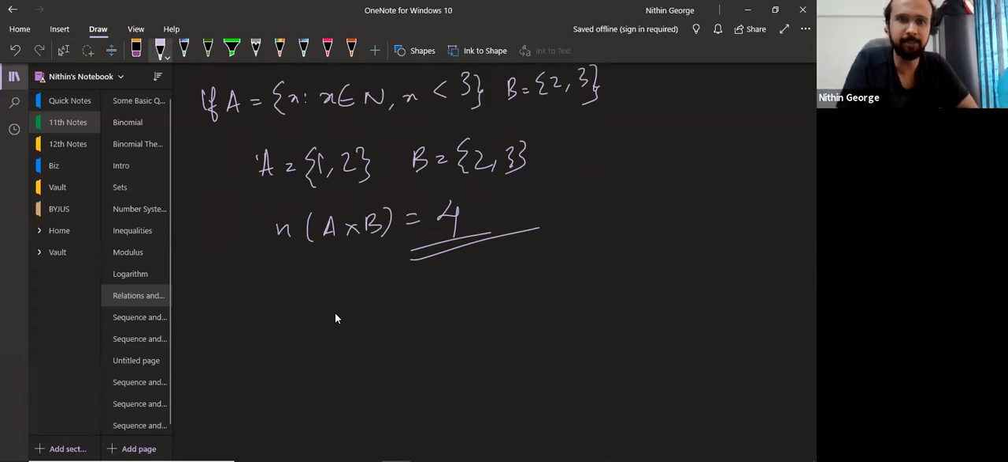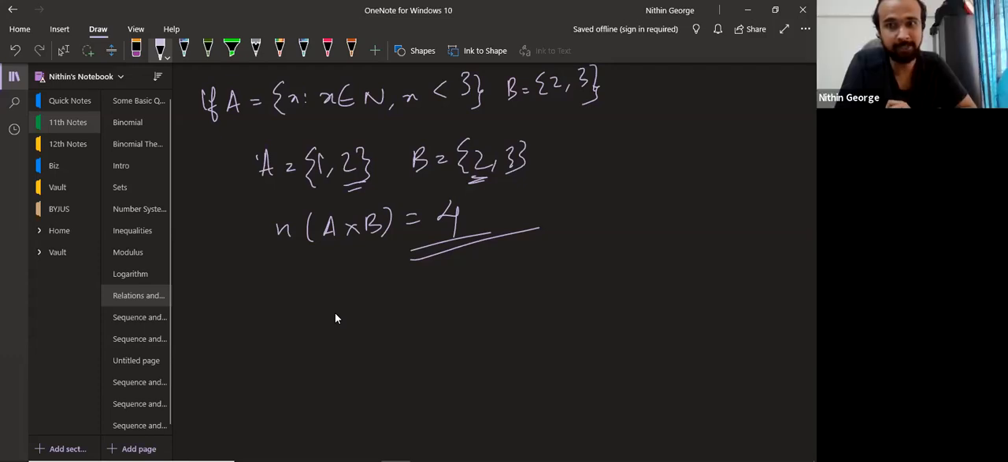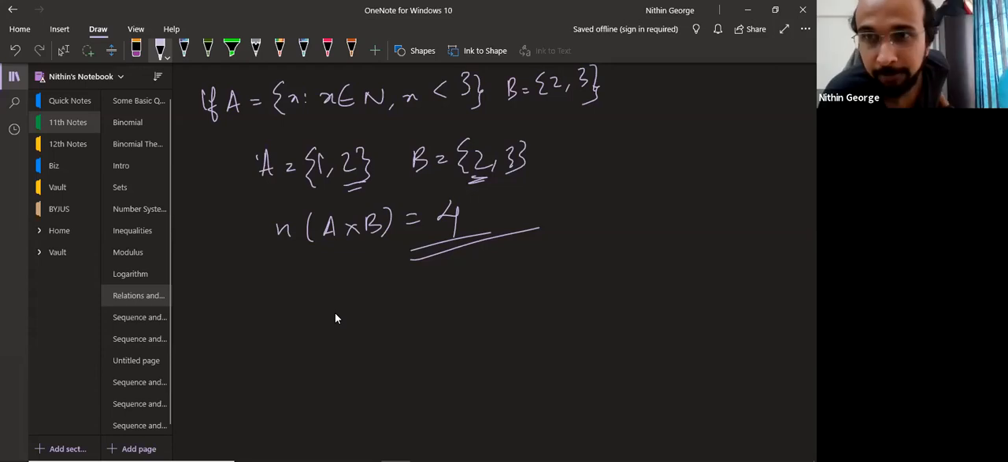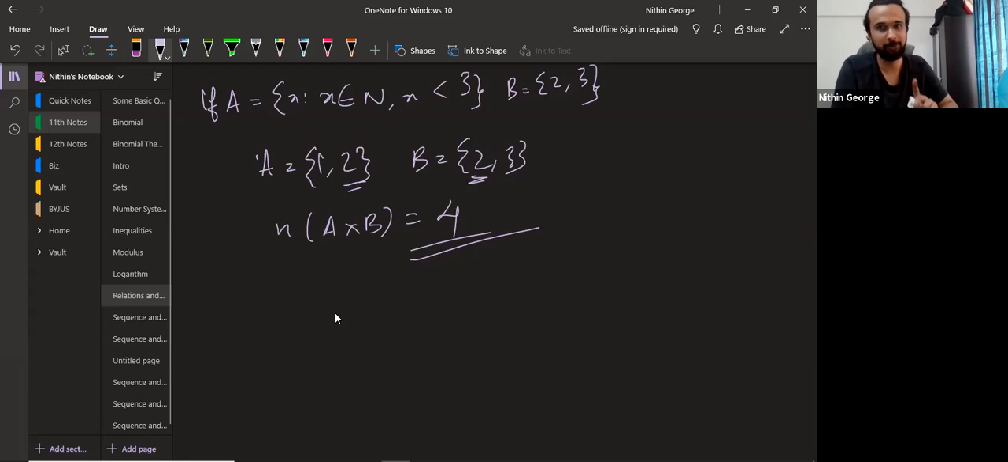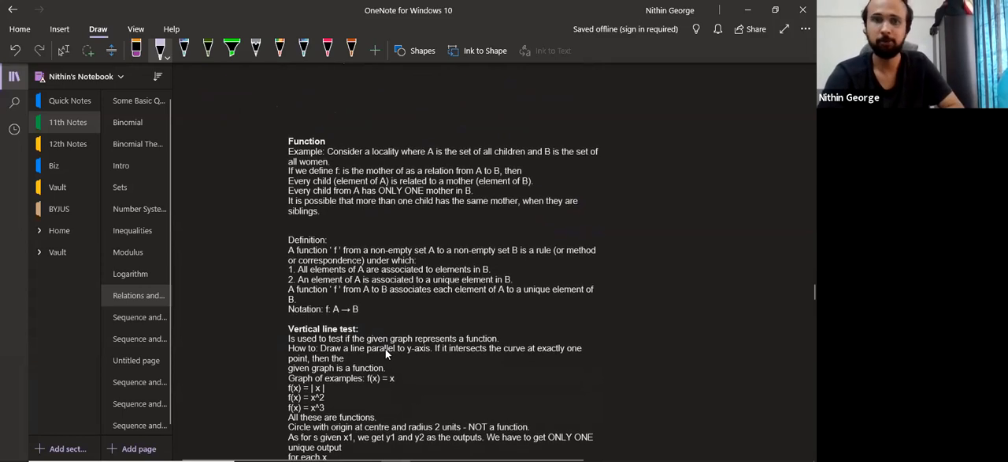Will there be a repetition here because of 2 and 2? Will the same element happen twice? Yes, sir. And then will there be overcounting? Yes, sir. It's not overcounting, sir. There is no overcounting. It's correct. Right? I just try to confuse you. All right. Now let's get to functions.